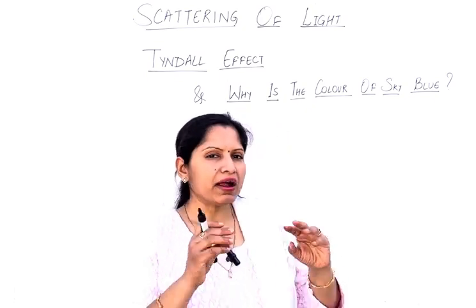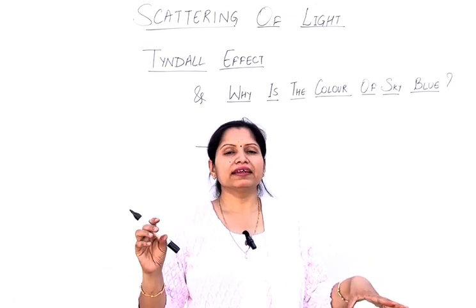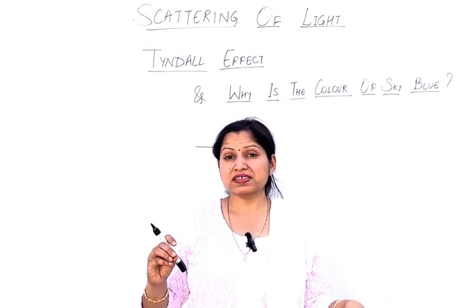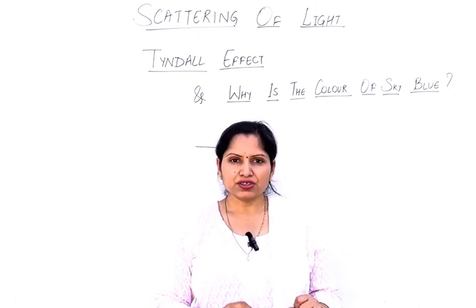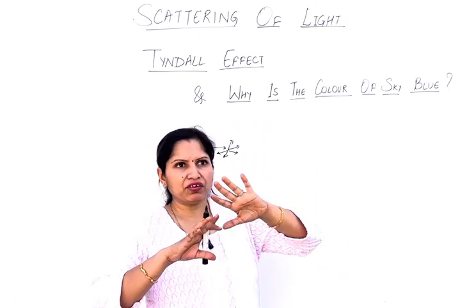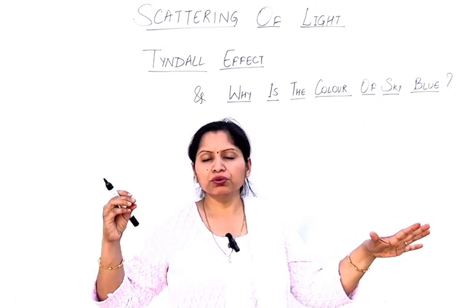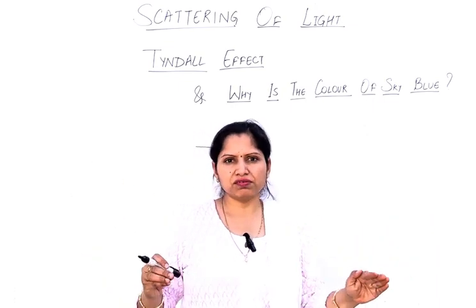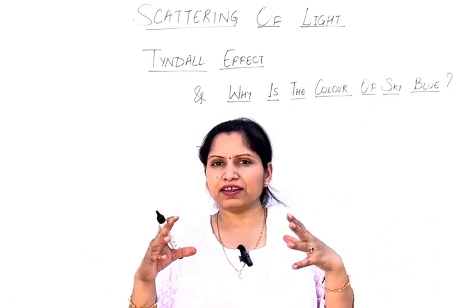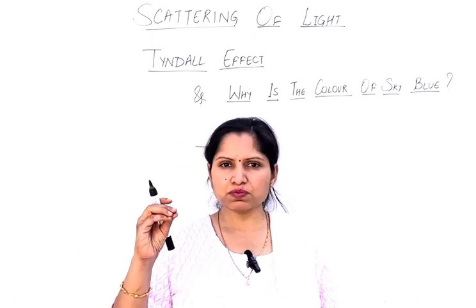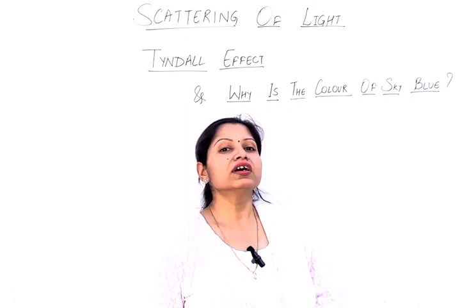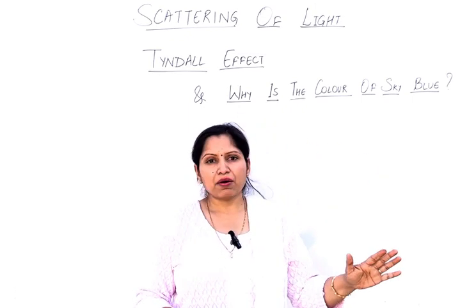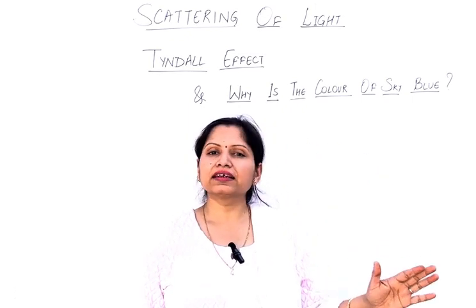Now, when the particles in the atmosphere are small, the light that is scattered the most is the blue color. So when we talk about the atmosphere, blue color has the shortest wavelength. The particles in the atmosphere also have a smaller size, and so the blue color scatters the most, and so the sky appears to be blue in color.